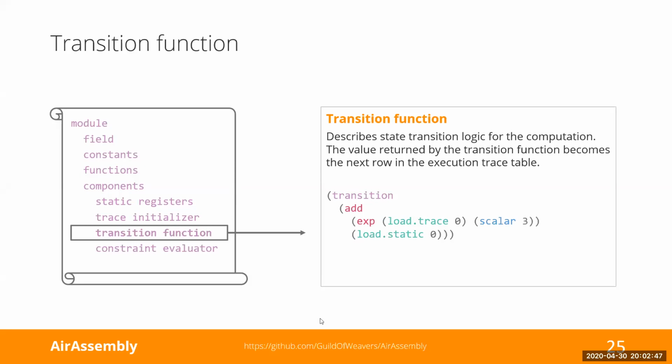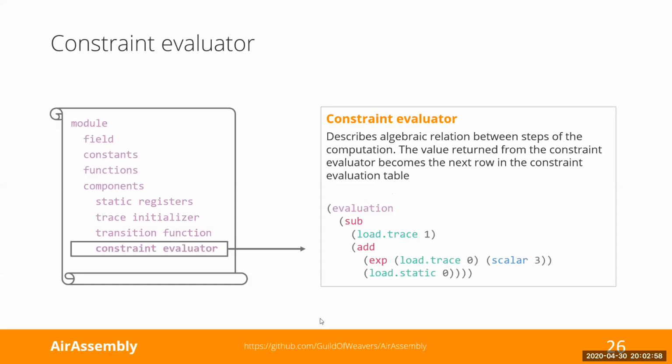So this is the next thing that basically it takes one row, or actually could take more than one row, but I'll get to it in a second. And then produces the next state of the computation. And lastly, you have your constraint evaluator, which describes the constraints that you want to apply to the execution trace using the same type of arithmetic statements.